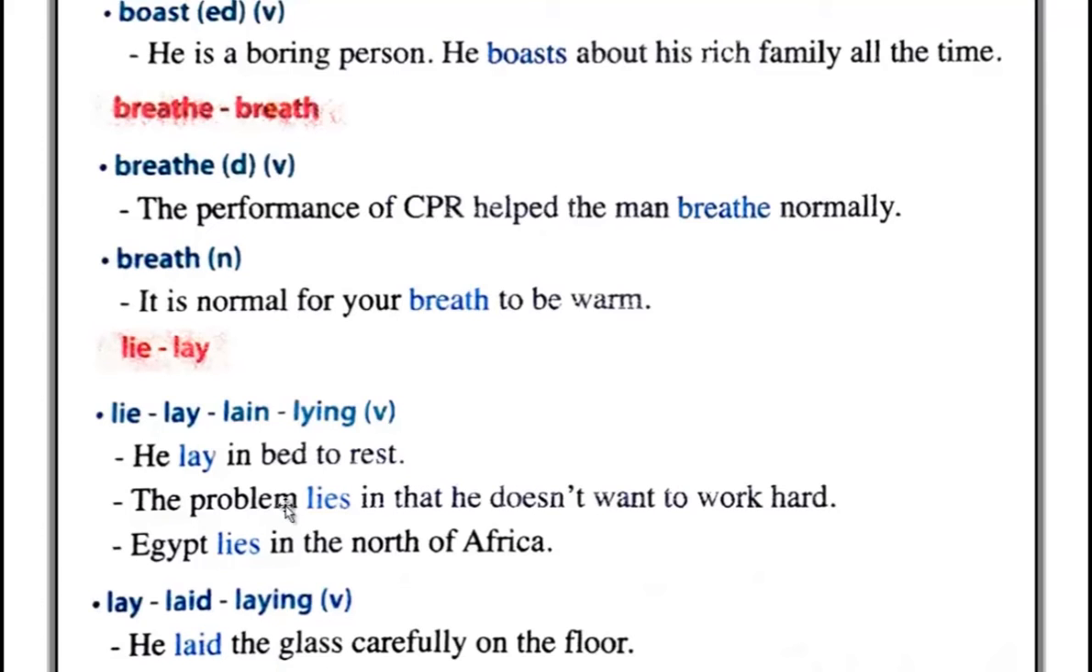position on the bed. The problem lies in that he doesn't want to work hard. Lies, this is the reason of the problem. Egypt lies, when I say Egypt lies, I mean that Egypt is located in the north of Africa.